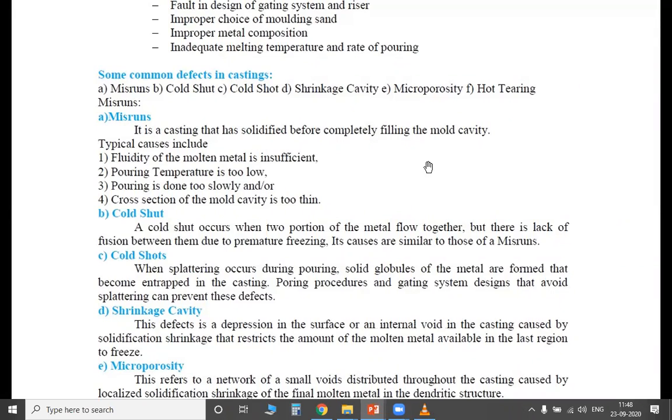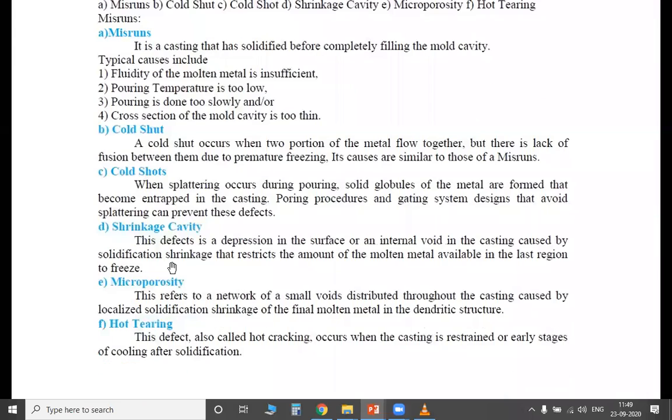Okay, so that explains how avoiding the splattering can prevent these defects. The next one is shrinkage cavity. This defect is a depression in the surface or an internal void in the casting, caused by solidification shrinkage that restricts the amount of molten metal available in the last region to freeze.